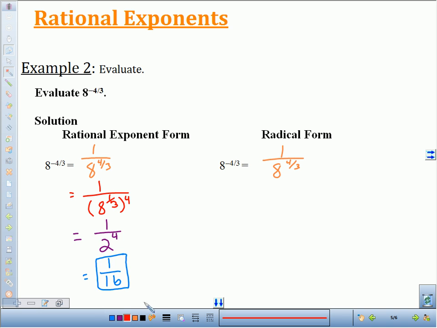But this time, we're going to change this into radical form. And for radical form, we have m on top and n below. So according to our radical form, we would have 1 over the 3rd root of 8 to the 4th power. And again, the 3rd root of 8, we know, is 2. So this is 2 to the 4th power, which again is 1 over 16. And that is our final answer.